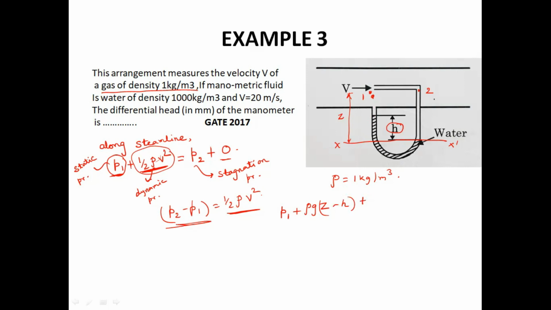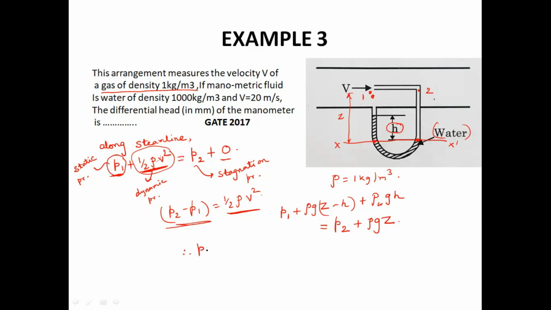Plus, here the manometric fluid is taken as water, so rho water g into h. That is the pressure at this point. What is the pressure here? Here the pressure is P2 plus rho gz.